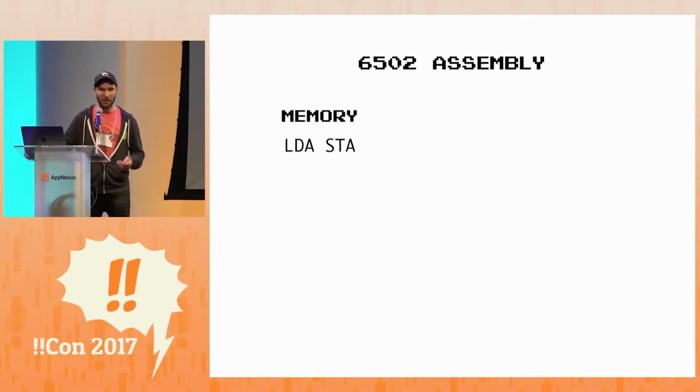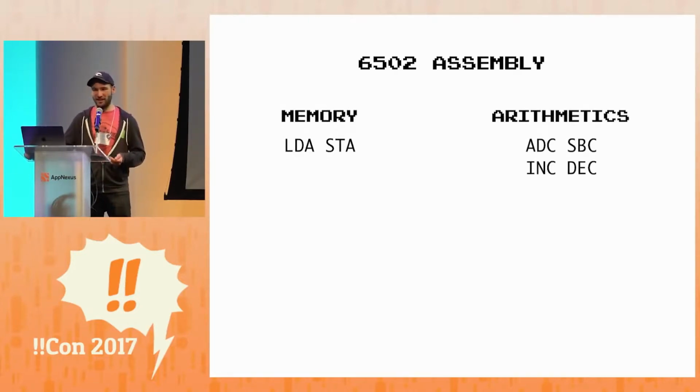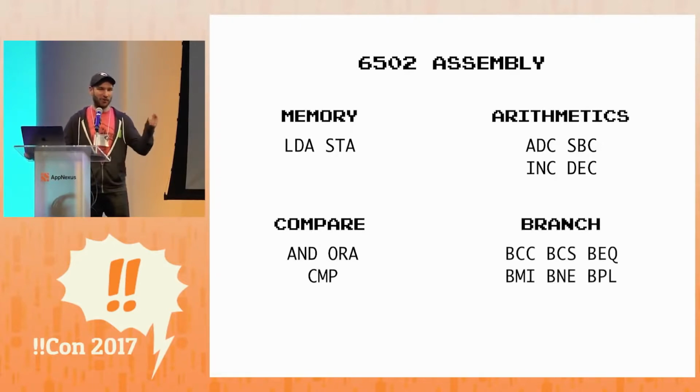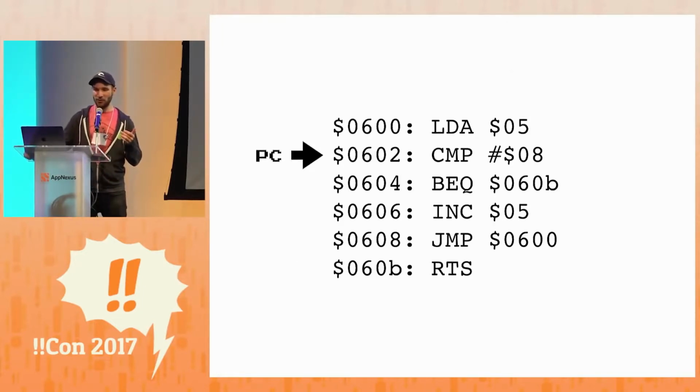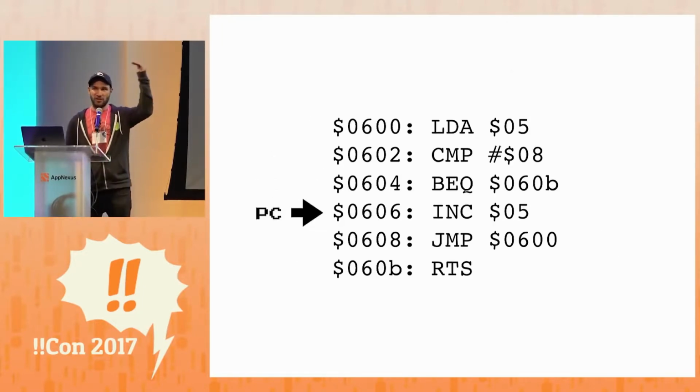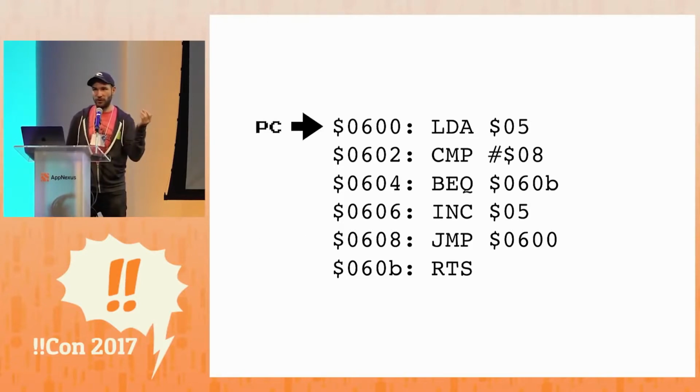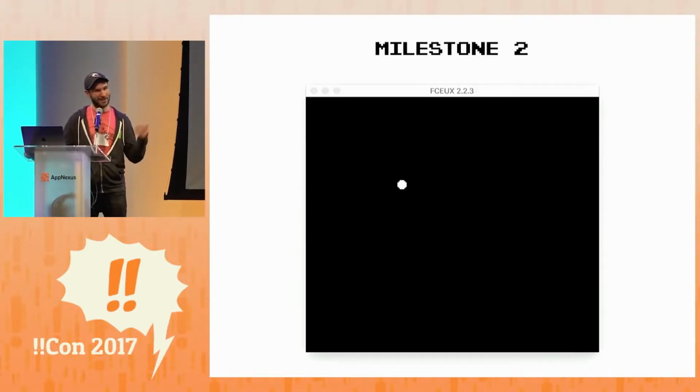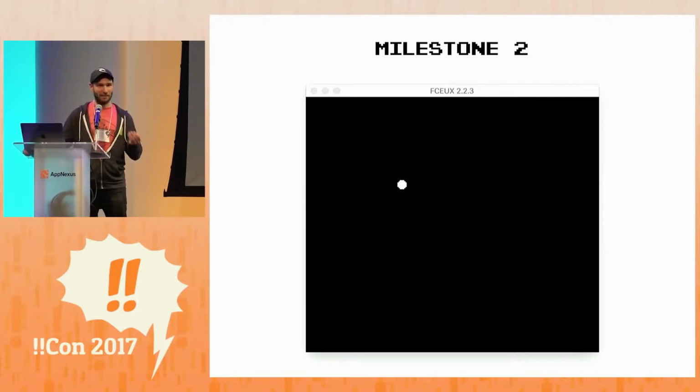So you can read and write to memory, you can add and subtract, you can compare numbers, and then you can jump around your code based on those comparisons. So it's very, very limited. What the CPU will do is essentially just go instruction by instruction. It'll execute your code, and that's what you have to build a game. So yeah, spoiler alert, I showed you this earlier, but this was my second milestone. I managed to display a ball, and it was awesome.